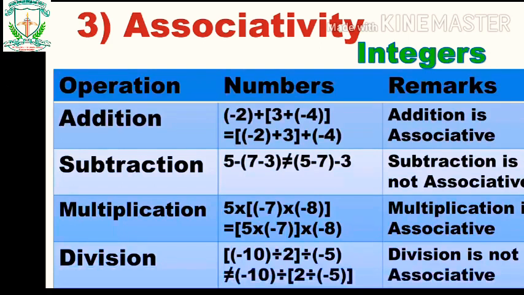So in today's class we learned about the commutative property, closure property and associative property for integers. Students, take some more examples and try at home or practice at home.